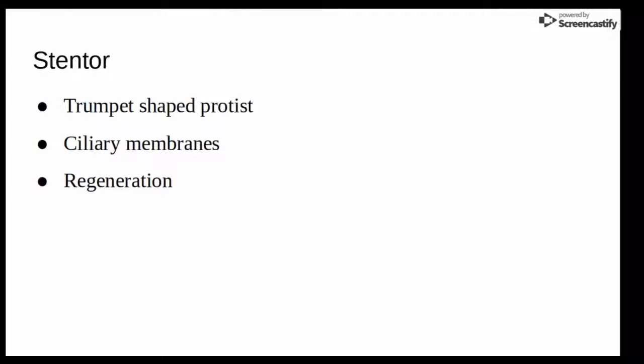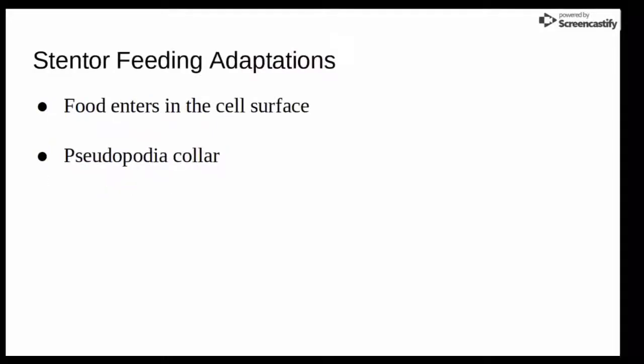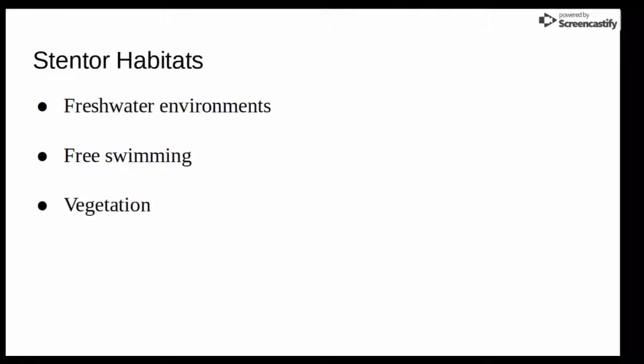The stentor is a trumpet-shaped protist. It changes to pear-shaped when swimming. There are multiple ciliary membranes that are spinning around in the part leading to the mouth. The regeneration in stentor is very useful as it can turn extremely small portions of organisms into full organisms. Feeding adaptations. Take food in cytosome, a particular region of the cell surface, or at any random point of interest. A collar is composed of fine pseudopodia surrounding the flagellum. Particles of food are trapped in the collar and ingested by the pseudopodia.